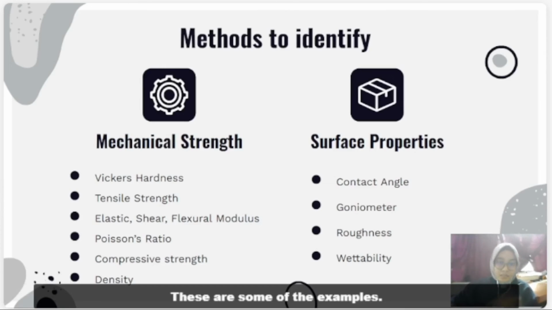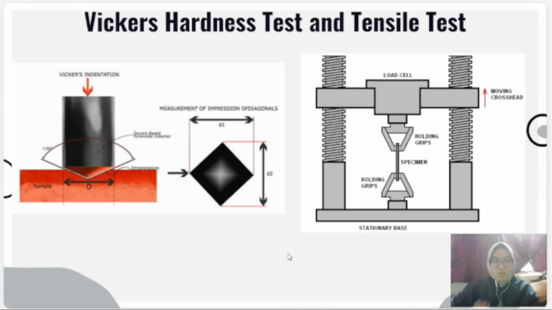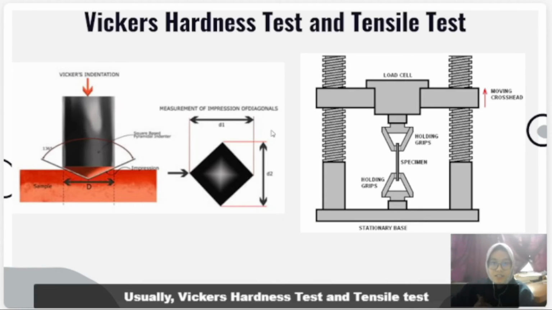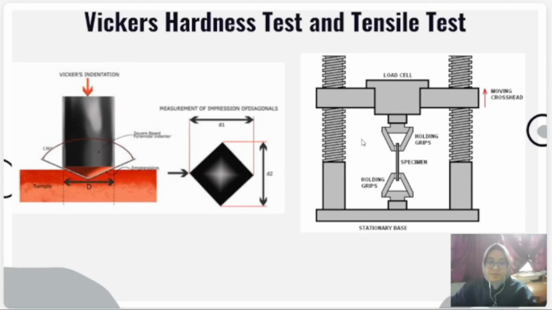These are some of the examples. Usually, the Vickers hardness test and tensile test are done to identify the mechanical strength of a material. The Vickers hardness test measures the indentation hardness for small parts or thin sections of metal, ceramics, and composite. The larger the indent left by the indenter, the softer the tested material.